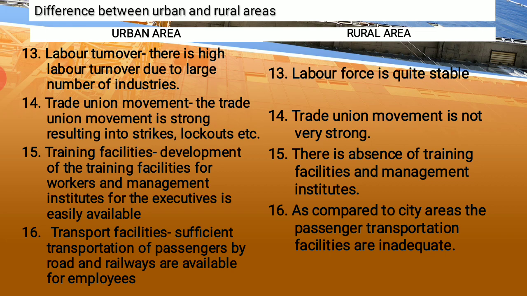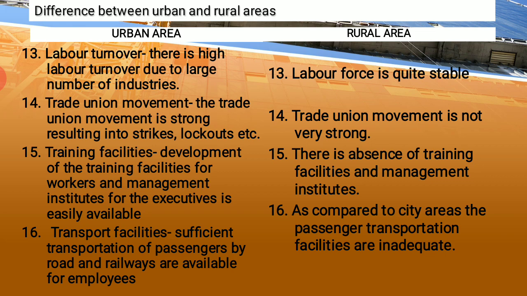Now this turnover ratio is higher in the urban area. Why? Because a large number of industries are available there, and that is why labor get a choice to bargain their own rates. So if they get a good earning in another industry, they will definitely shift to the other industry very easily, and that is what is said to be labor turnover. So as compared to the rural area, labor turnover is quite high.